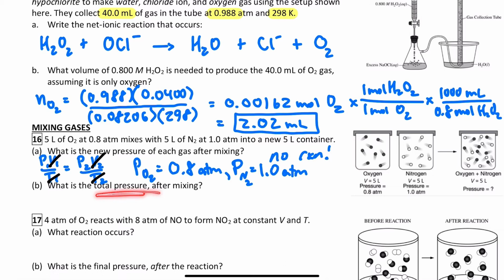But what's the total pressure in the end? Well, the total pressure is just the sum of the two. So the total would be the O2 plus the N2. So 0.8 plus 1 is simply 1.8 ATM.